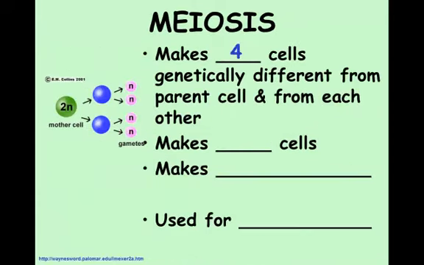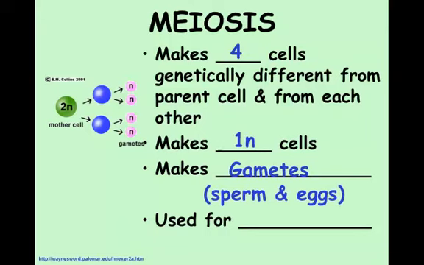When we do meiosis, though, we're going to make 4 cells. We're going to divide twice and end up with 4 daughter cells. But they're going to be genetically different. They're different from our parent starting cell. They're different from each other. And remember now, we want to cut our number in half. To make a sperm and egg, it needs to have half the number of chromosomes. So we're making haploids, or 1N cells. We call them gametes. Gametes are sperm and egg cells. And why are we doing this? We're making sperm and eggs so that we can do sexual reproduction.